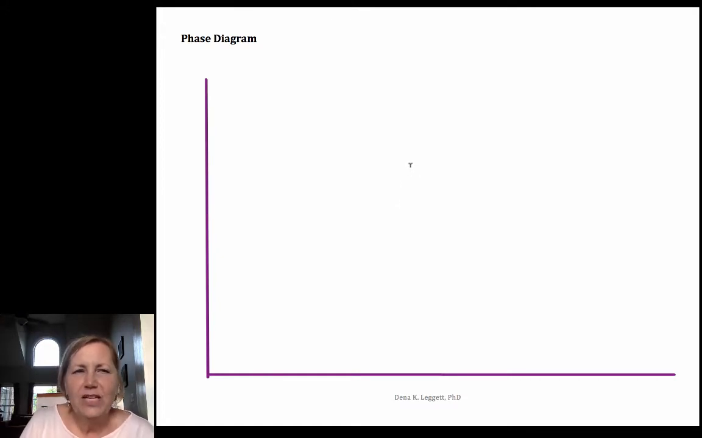I'm going to talk about phase diagrams, or as one person in his training taught me, I think it was Todd Abramowitz, he calls them the butt diagram, and I think you'll see why in a minute.